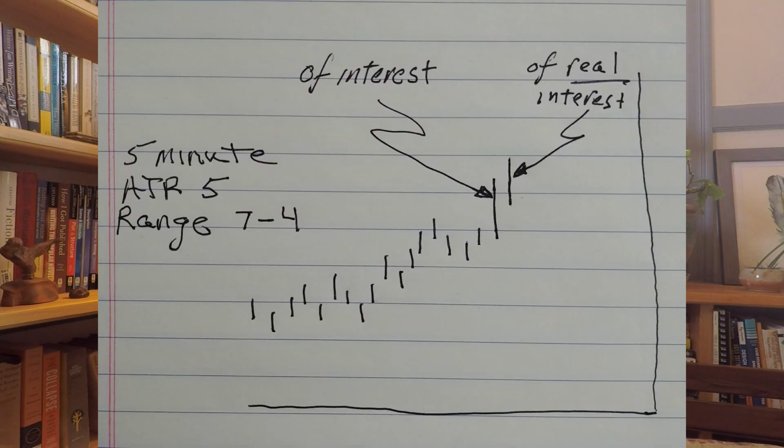So I'm going to put up a slide here. Look at the next page here. I put up a slide here of a rough drawing of what I've been talking about, and you can see it's a 5-minute chart, ATR of 5. The range is 7 to 4 pips. I've got a large candle there. You can see I write that's of interest. Well, yeah, in that particular scenario, that candle would be of interest.